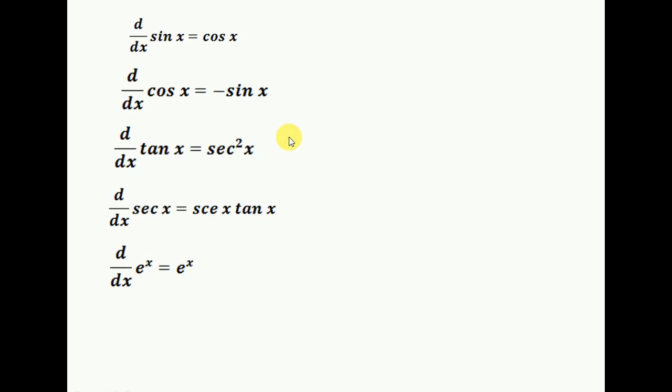There are more formulas, but out here I have selected only the formulas which we'll be using in physics. So d/dx of sine x is cos x, d/dx of cos x is minus sine x, d/dx of tan x is sec square x, d/dx of sec x is sec x tan x, and d/dx of e to the power x is e to the power x itself.